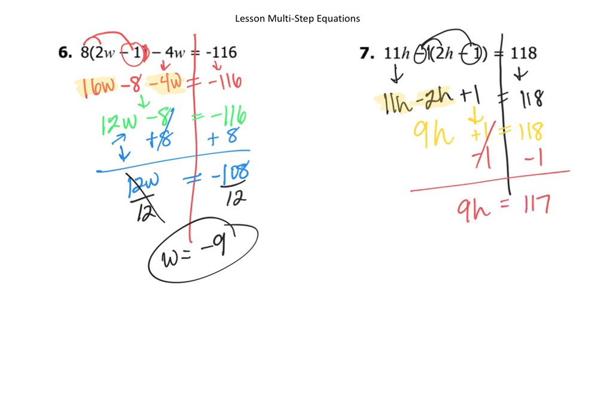And we're going to finish this by dividing by the number in front of our variable. So divide both sides by 9. And h is equal to 117 divided by 9, which is 13.